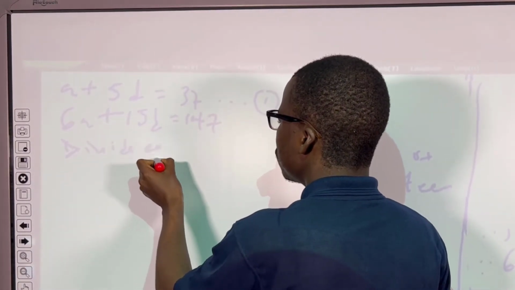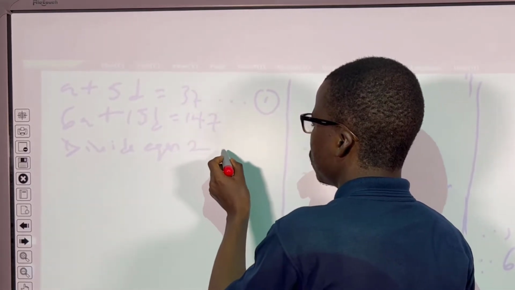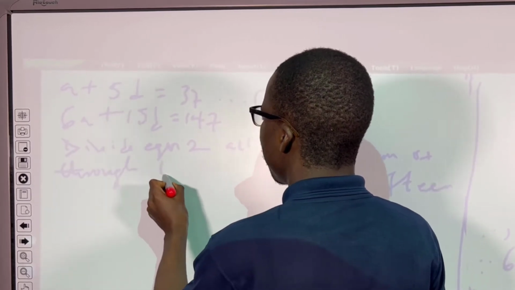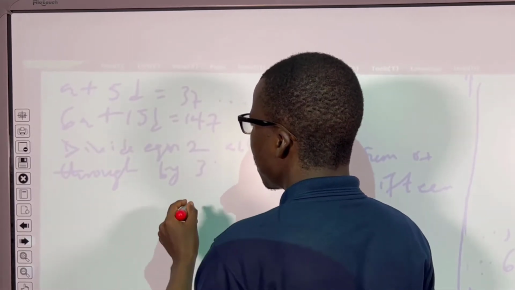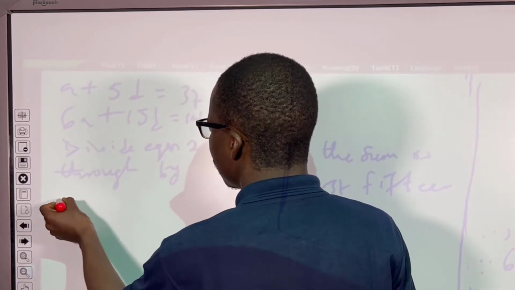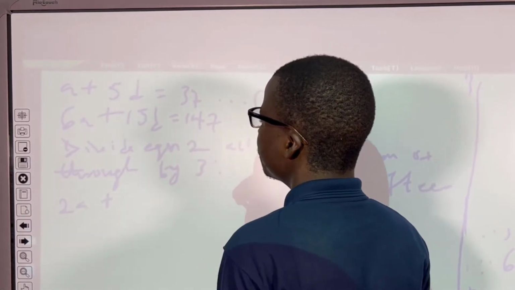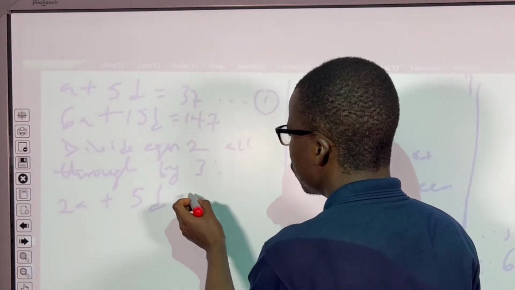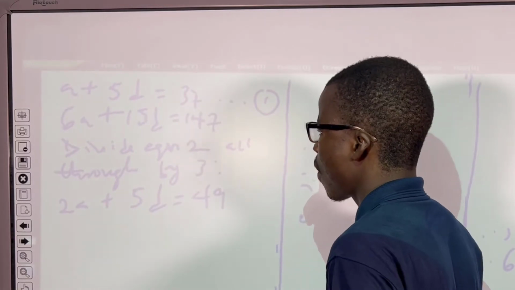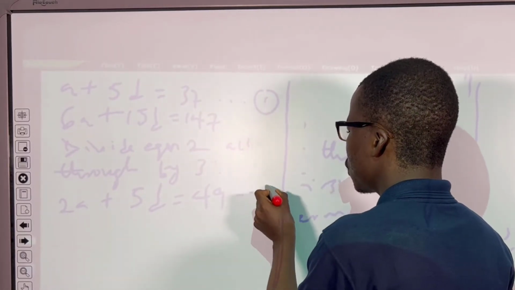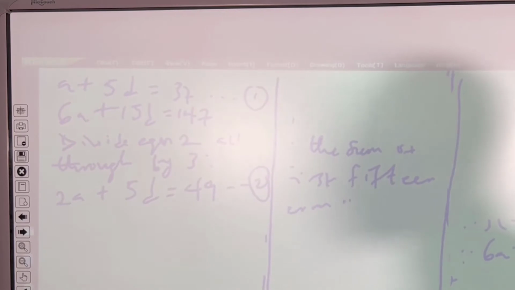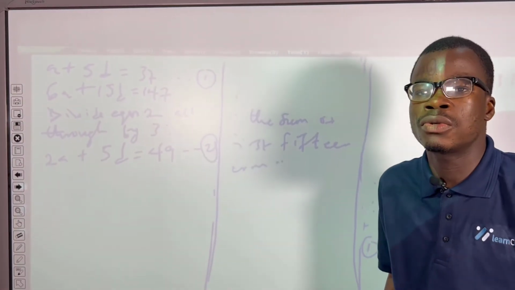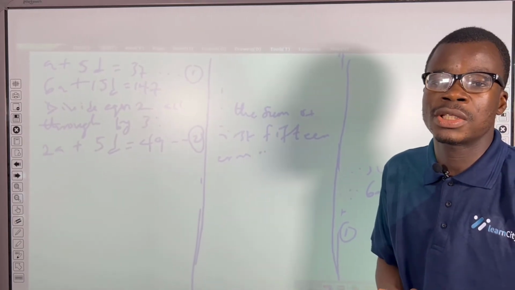Divide equation 2 all through by 3. So in this case, we are going to have 6a over 3, that's going to be 2a, plus 15d over 3, that's going to be 5d, then 147 over 3, that's going to be 49. Okay? So let's call this equation 2 now. Are we there? So when you get to this junction, the next thing you do is you solve simultaneously.